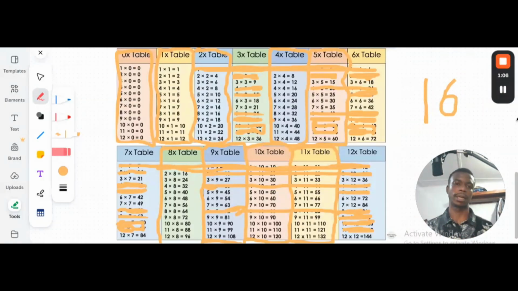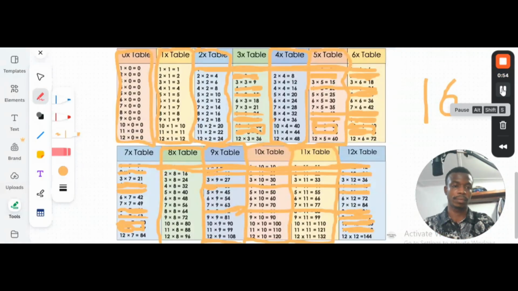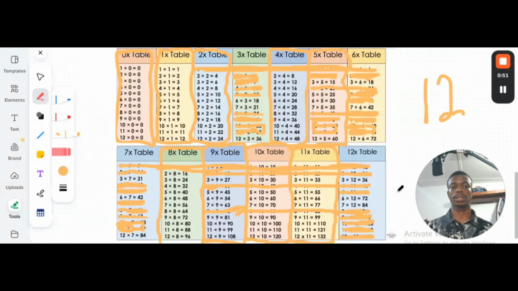So now we are left with 16 facts, which is still a bit much. Now we can take away the square numbers: 3 times 3, 6 times 6, 7 times 7, and 12 times 12. These square numbers can be memorized independently. Now we are left with 12 facts.